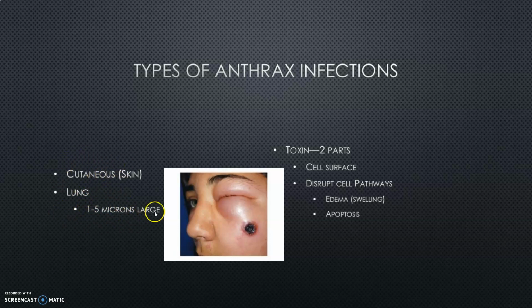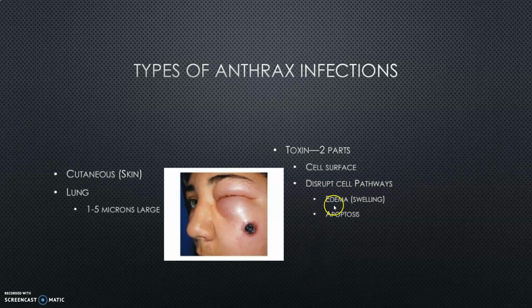But the toxin itself for both of these has 2 parts, and once it does get in, it will germinate and start growing and proliferating, waiting for your body to do its thing. The first part gets to the cell surface and attaches, and then allows the other part to get into the cell. The second part of the toxin, once it's in the cell, leads to disruption in the cell signaling pathway, which leads to swelling or edema, and then ultimately to the cell being destroyed.